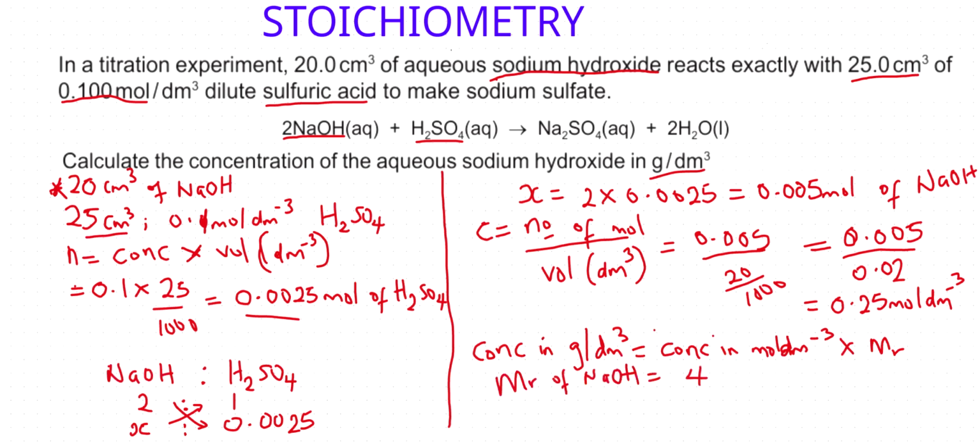So now, since we've gotten that, the concentration in gram per decimeter cube will be equal to the concentration in mole per dm cube, that's 0.25, multiplied by 40. And that gave us 10 gram per decimeter cube. So that is how we go about calculating some questions in stoichiometry.